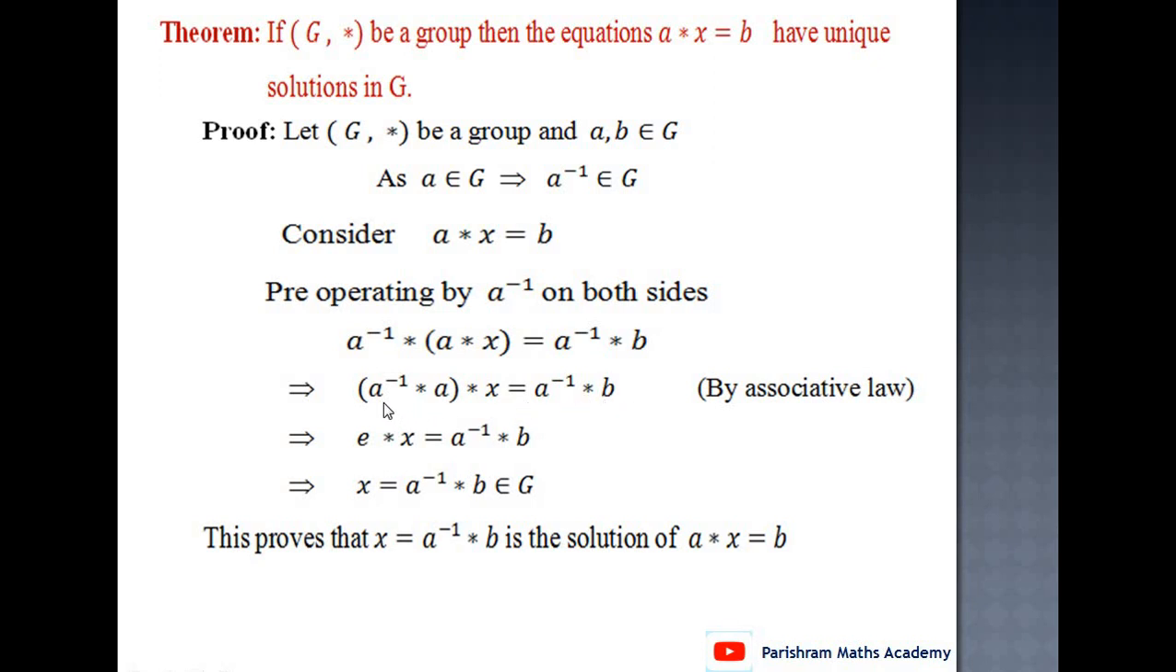But the value of A inverse star A is the identity element, and therefore the left-hand side is E star X equal to A inverse star B. E is the identity element, it means E star X is the same as X, and therefore X equal to A inverse star B, which belongs to G. Therefore X equal to A inverse star B is a solution of the equation A star X equal to B. Now next we have to prove this solution is unique.